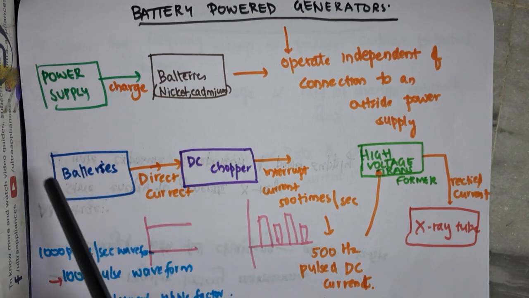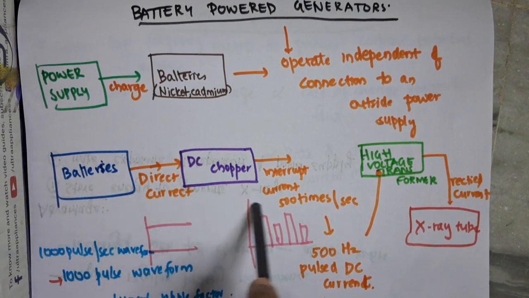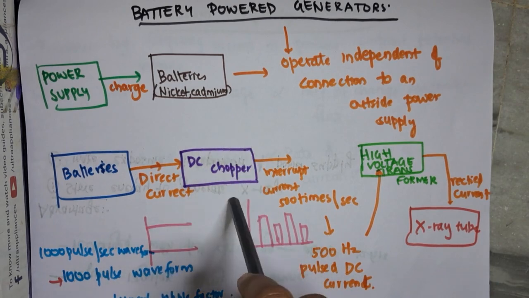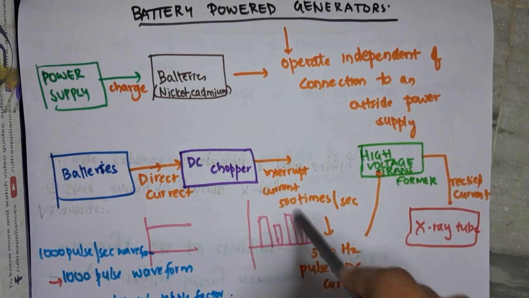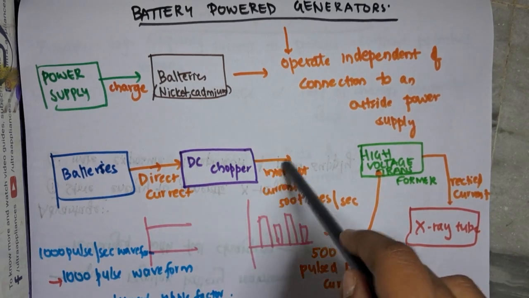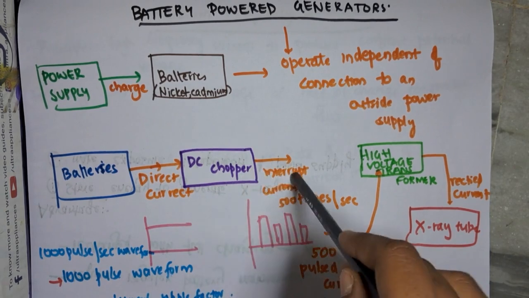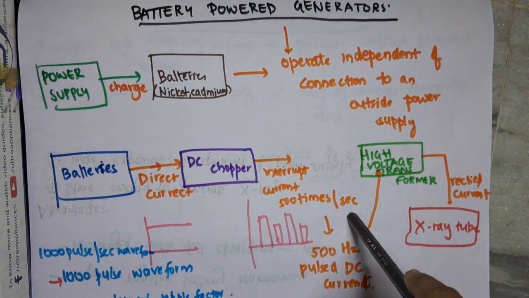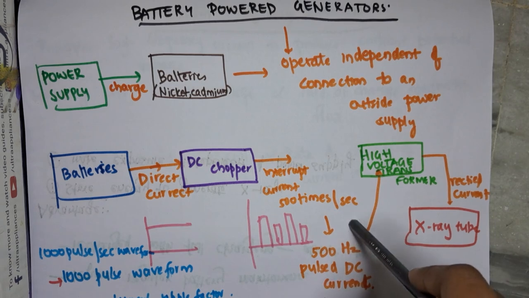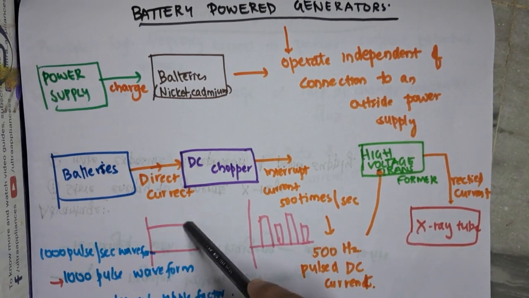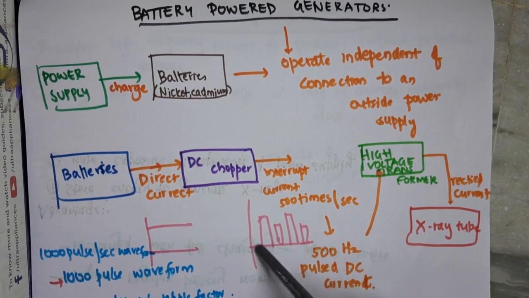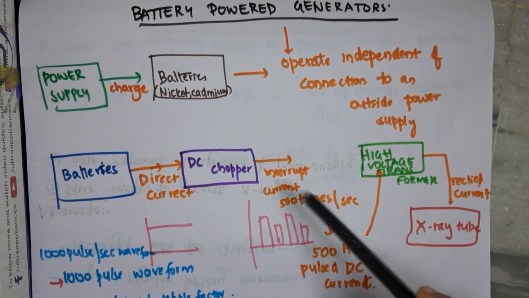So the output from the batteries is fed into a DC chopper. This DC chopper will interrupt the current many times each second. It interrupts the current around 500 times per second. That means it produces 500 hertz pulsed DC current. So this straight DC current is interrupted, and thus we will get a waveform like this. It's almost similar to alternating current, right?